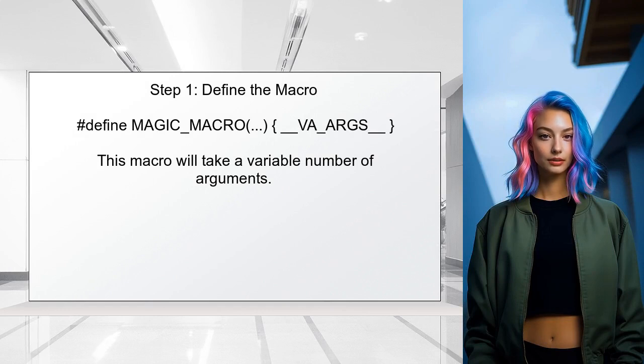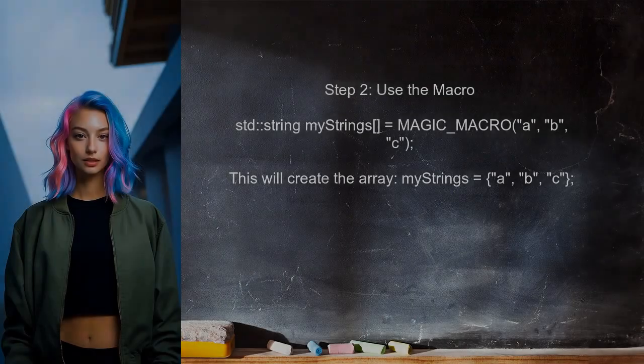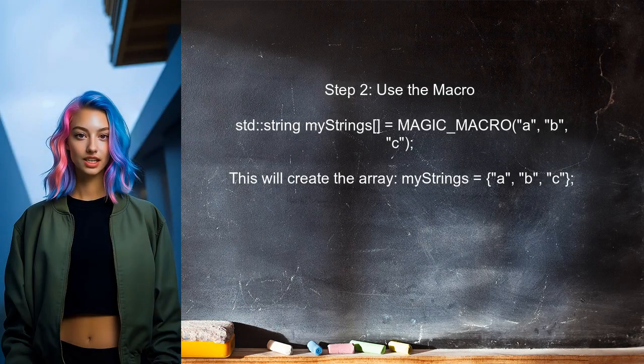To create a string array using a preprocessor macro in C++, the user can define a macro that takes a variable number of arguments. This will allow for flexibility in the number of strings included in the array. Next, the user can utilize this macro to initialize the string array. By passing the desired strings as arguments to the macro, it will expand correctly into the array format.